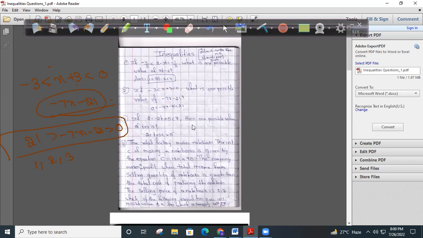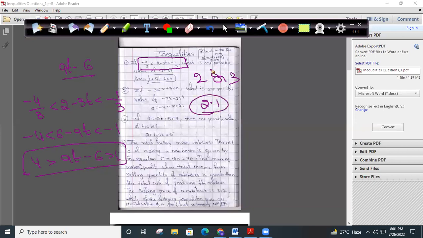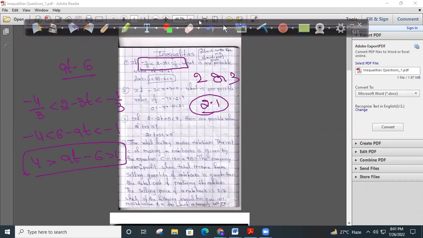When they say what is one possible value, suppose you see this, how will this question be framed? They give an inequality like this: -4 by 3 is less than 2 minus 3t is less than -1 by 3, and they ask what is the value of 9t minus 6. Let me first multiply by 3 on both sides. -4 is less than 6 minus 9t is less than -1. I want 9t minus 6, so multiply by -1. So 4 is greater than 9t minus 6 is greater than 1. So 9t minus 6 should lie between 1 and 4. You can mark 2 or 3 or even 2.1, because it's not asking for an integer value. Any number between those should be a correct answer.